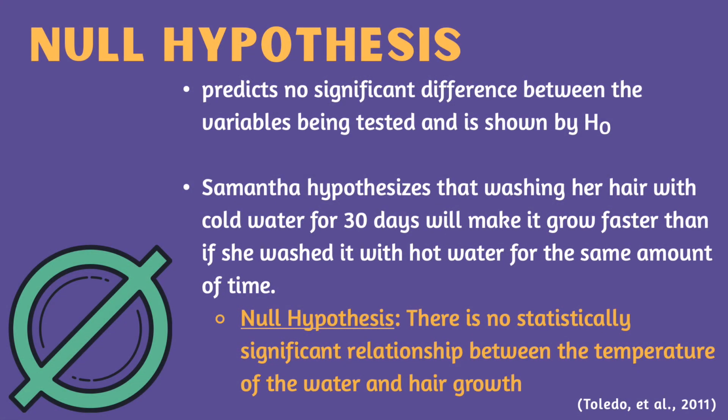A null hypothesis predicts no significant difference between the variables being tested. For example, Samantha hypothesizes that washing her hair with cold water for 30 days will make it grow faster than if she washed it with hot water for the same amount of time. A null hypothesis would be that there is no statistically significant relationship between the temperature of the water and hair growth.